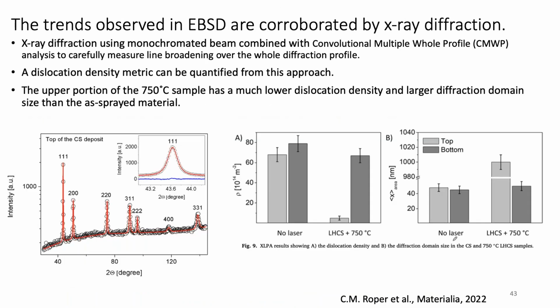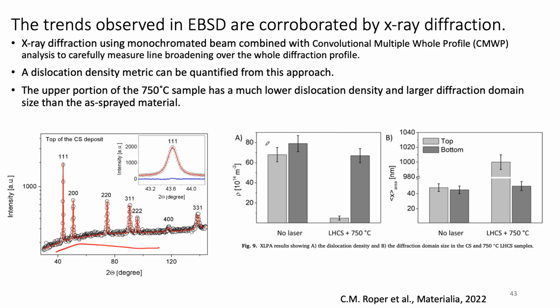I'm a fan of using more than one technique to solve complex problems, just to make sure that we're thinking about it the right way. So we partnered with colleagues in Hungary, and we did monochromated X-ray diffraction with a laboratory system, and we combined that with a very elegant convolutional multiple whole profile (CMWP) method to fit the entire X-ray diffraction profile that we have here. You can see the residuals, so it's a very high-end fit to try to account for all the different sources of broadening that we see in diffraction. And you can actually develop a dislocation density metric using this approach.